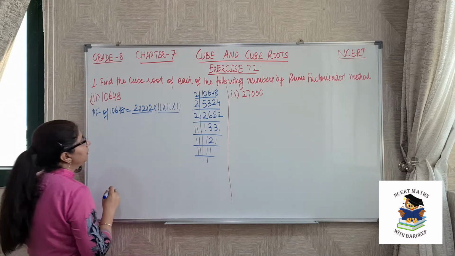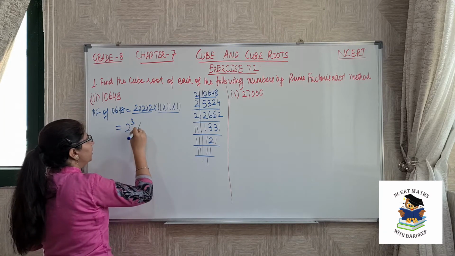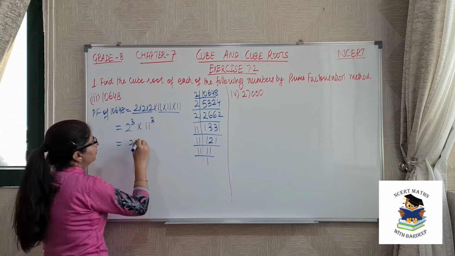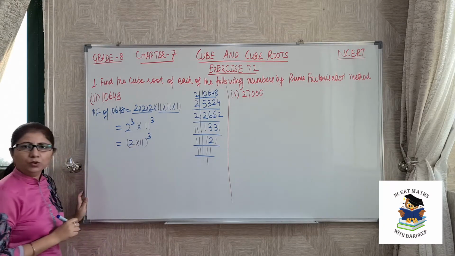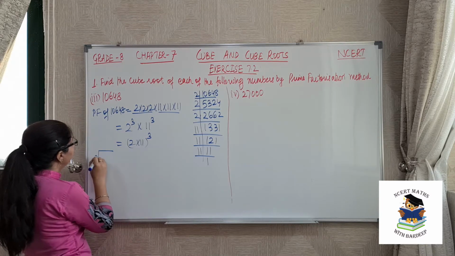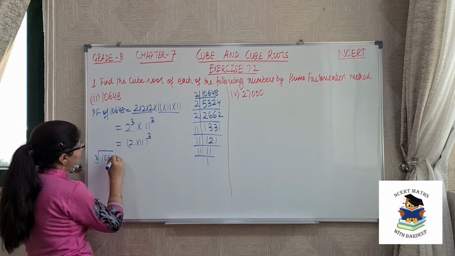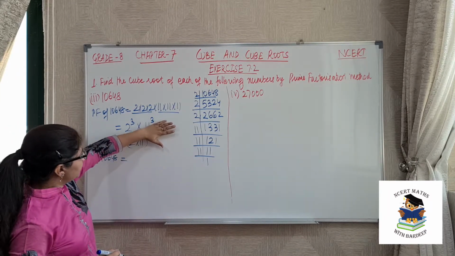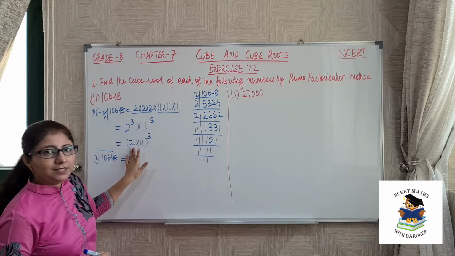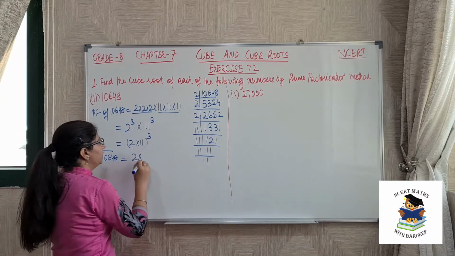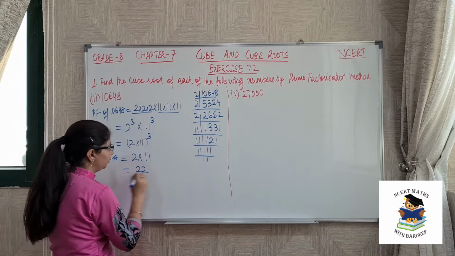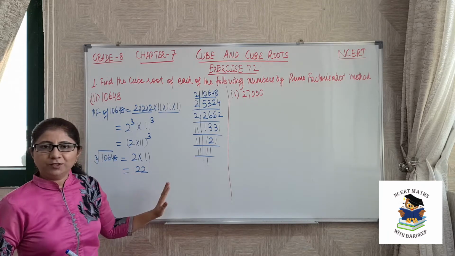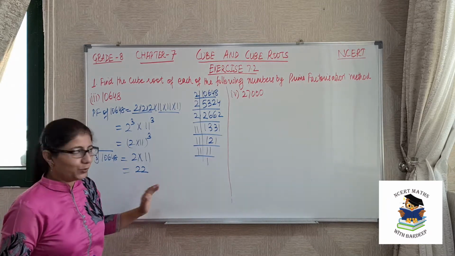So both are in a group of 3. So this is 2 raised to power 3 and 11 raised to power 3. So now the power is common, whole raised to power 3. So cube root of 10648 is, as I told you, cube root of this number means this we will eliminate and we will write these numbers once. Okay, so this is 22. Each factor should be written one time and then multiply all the factors and our answer is 22.